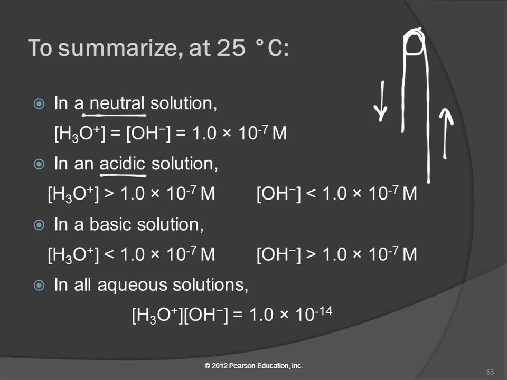So an acidic solution has the hydrogen ion concentration greater. A basic solution has the hydroxide ion concentration greater than in a neutral solution. And this is the general equation. So this is hydronium ion times hydroxide ion. If one gets bigger, one has to get smaller because they always multiplied together equal the same number.